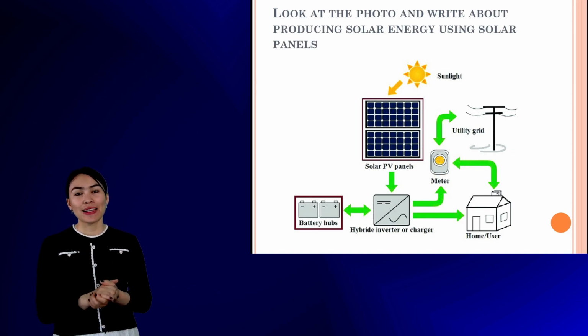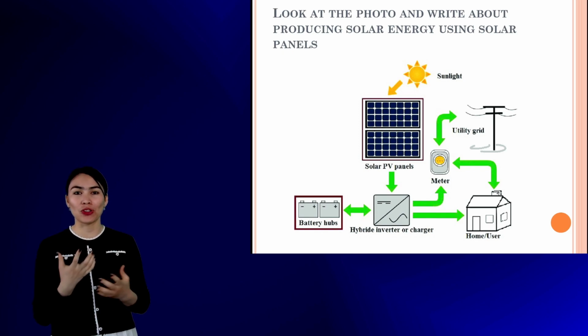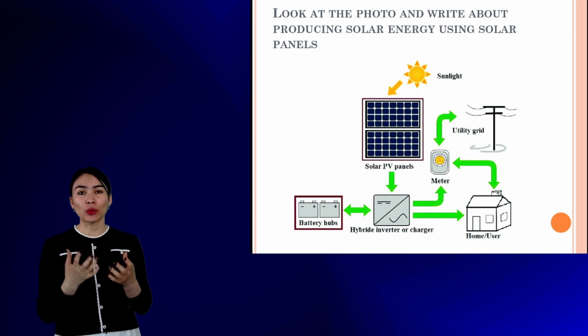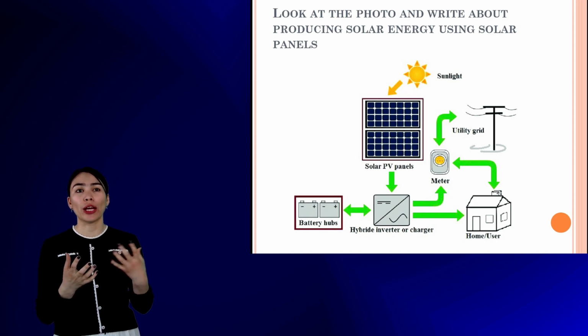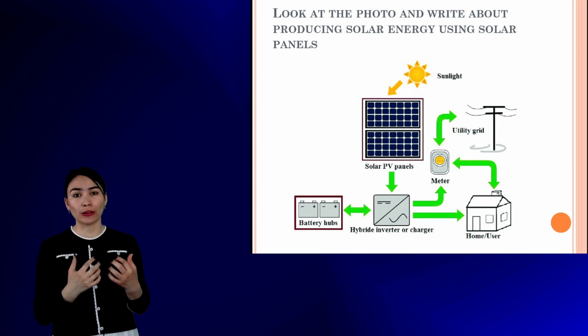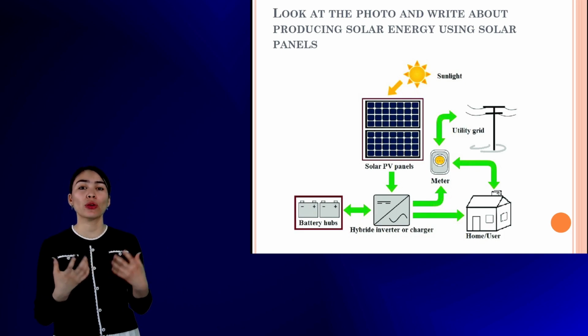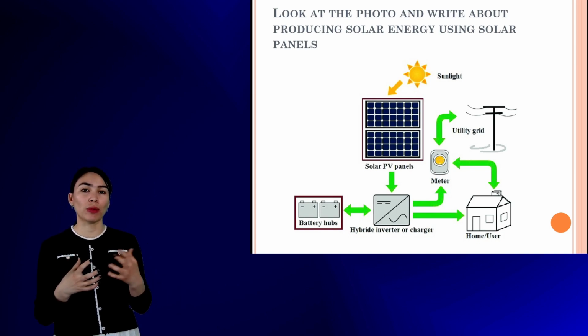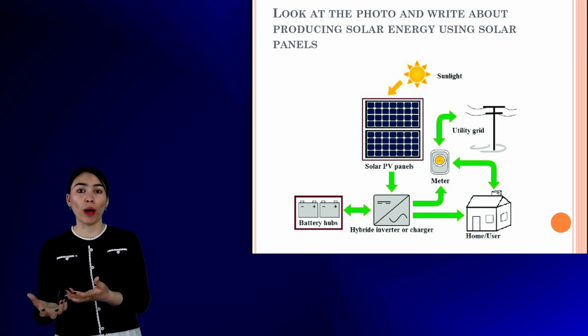Next exercise is the diagram or the picture. So you have to look at the picture and learn the process. There is the process of producing solar energy using solar panels. Here you have to understand the process itself, how the solar rays can be converted into solar power or energy for home use.